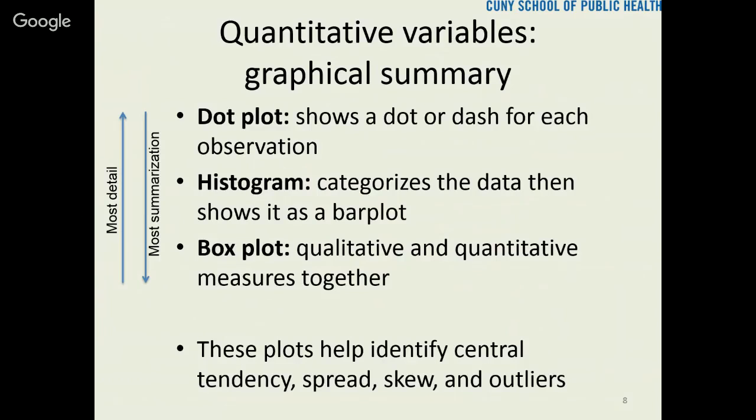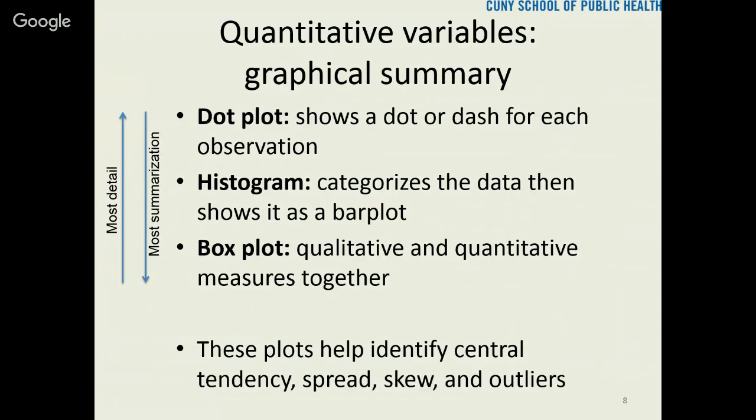For quantitative variables, there are these 3 different, I mean, there are more than these, but these are some of the main ones. Ordered here from the most detail at the top to the most summarization at the bottom. So the dot plot actually shows every individual data point, and it often puts a little bit of jitter in it just to keep them from overlapping on each other, but it's just a plot of all the individual data points.